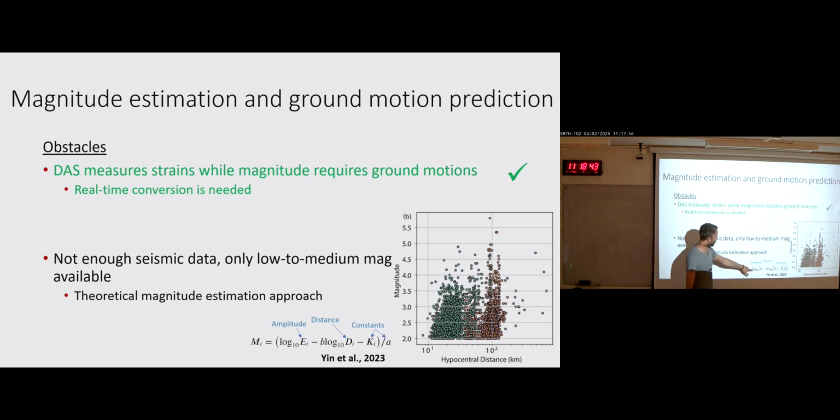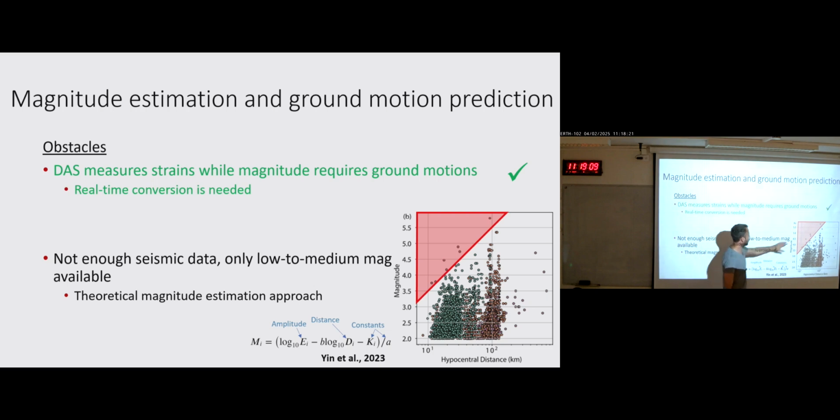The idea is to measure the strains in the 2 seconds following the arrival of the phase, the distance, and they have 2 empirical constants, and then they get the magnitude. This equation was calibrated using this data set. So we have magnitude and distance, and you see that most of these earthquakes are relatively low magnitudes, below 5, and distances of 10 kilometers onwards.